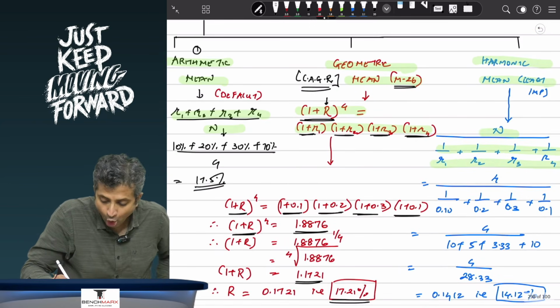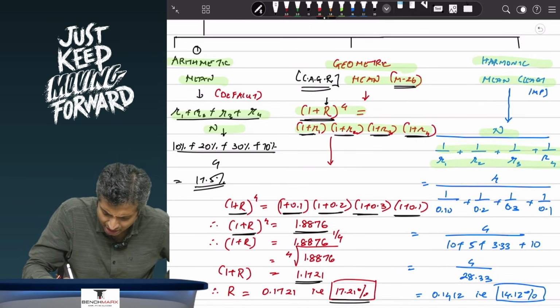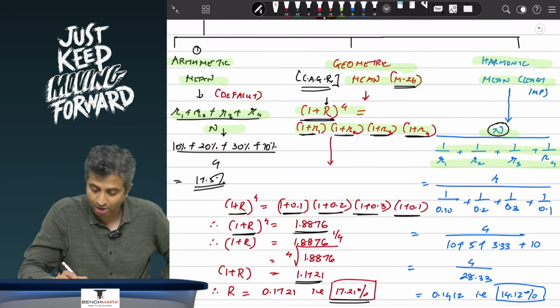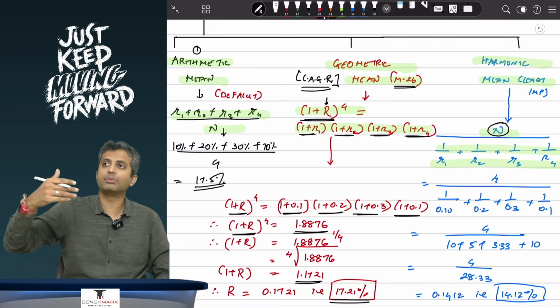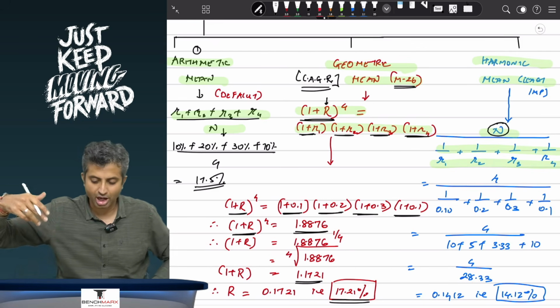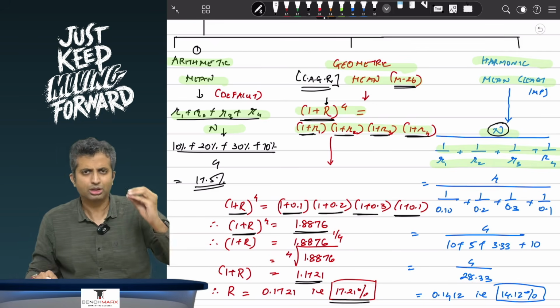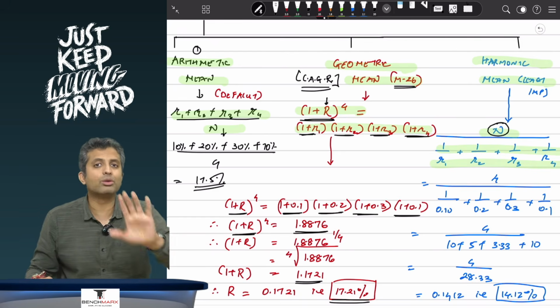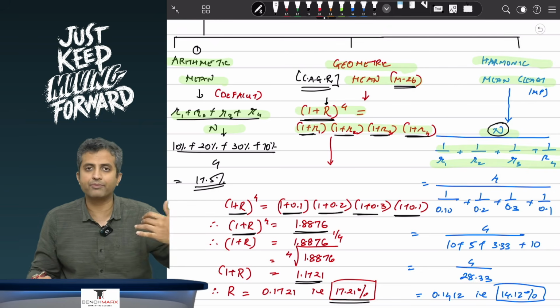So this is the opposite. Usually n comes in the denominator; here n comes in the numerator. Usually R1, R2, R3 will come in the numerator; here you take 1 by R1, 1 by R2, 1 by R3 in the denominator. Usually this is not a good measure to find the average of percentage returns.